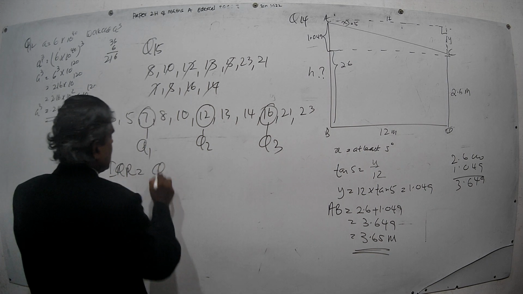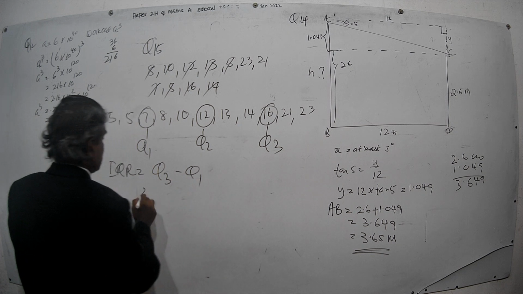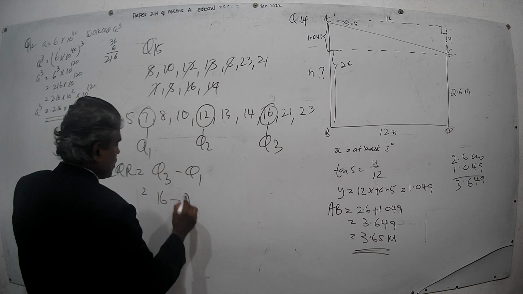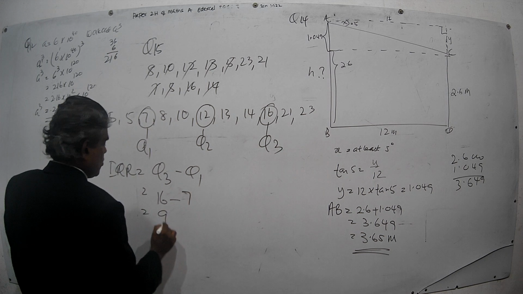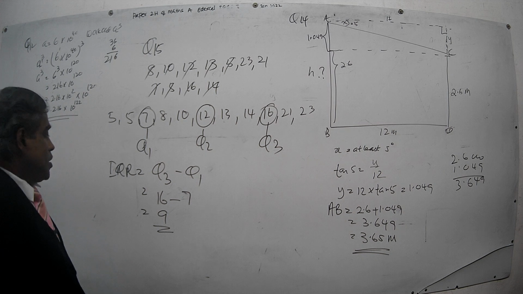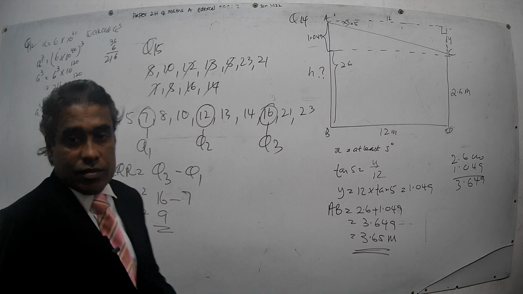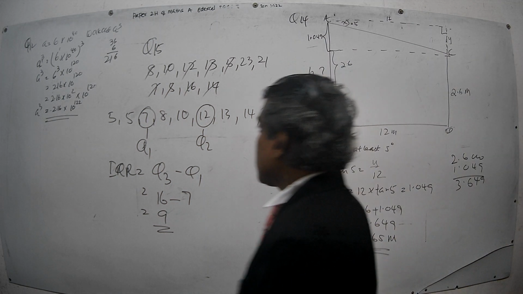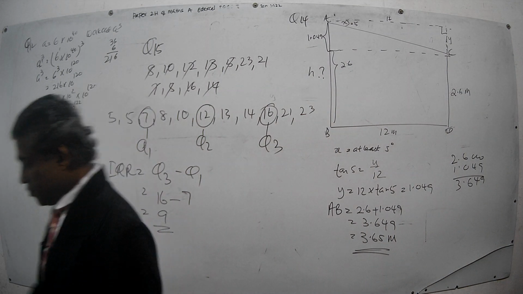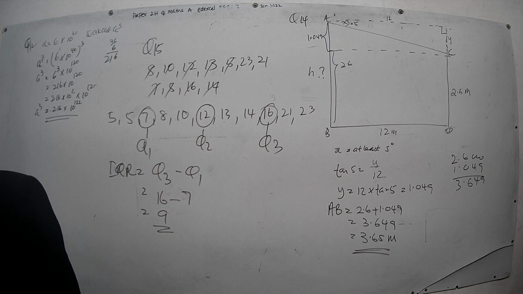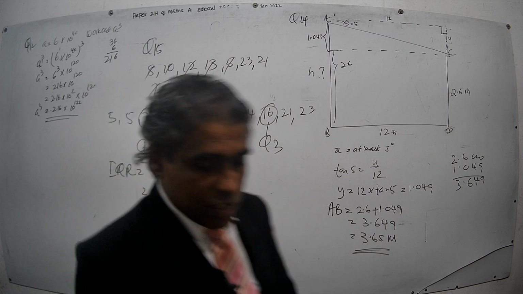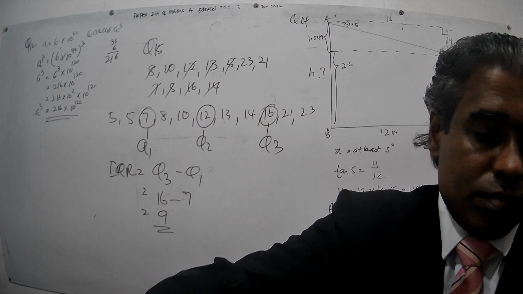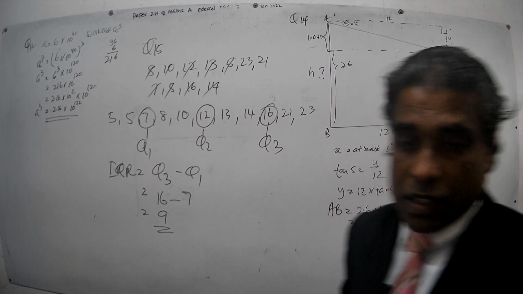Now the interquartile range, IQR, equals Q3 minus Q1. Q3 is 16 and Q1 is 7. That means 9. So 9 will be the interquartile range. Right, we have done 15 questions of this paper. Then we can do the 16th one also. It's an easy question.